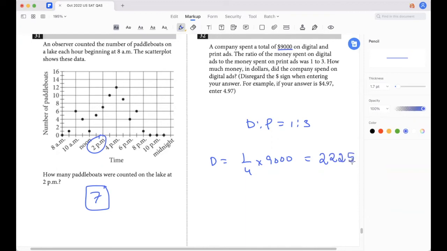And wait, did I do something wrong? 9 by 4, right? That is 2.25. So it should be 2250, I think, right? 4 into 2, 8, 10, 20. Yeah, 2250.